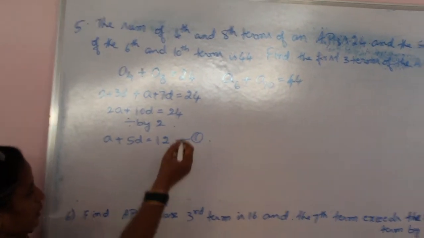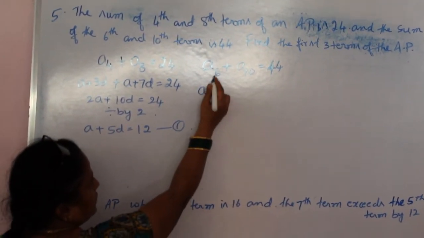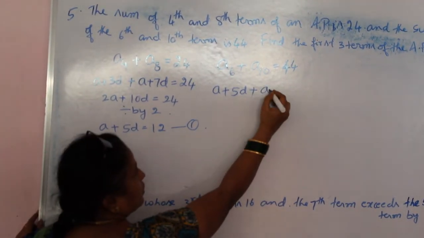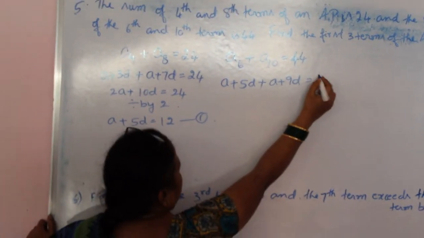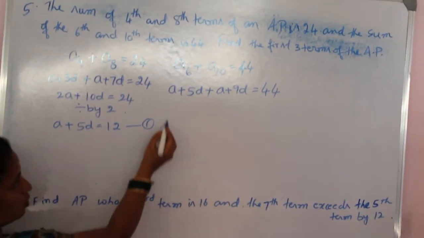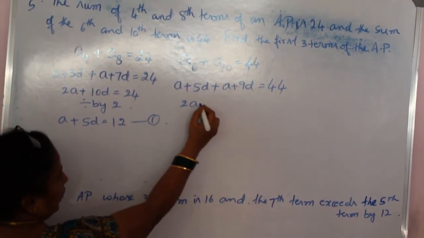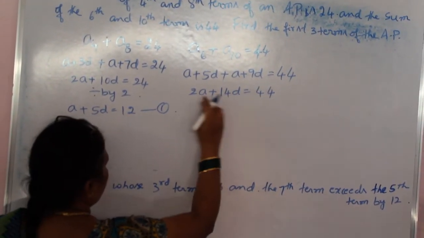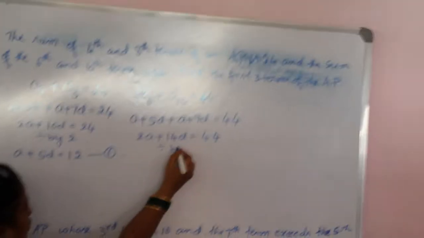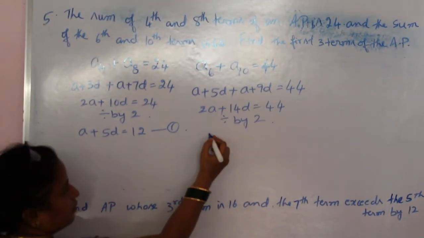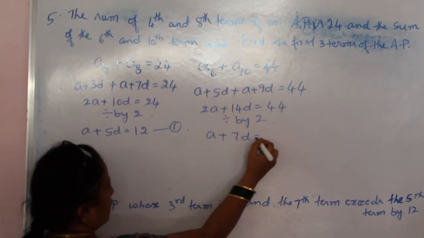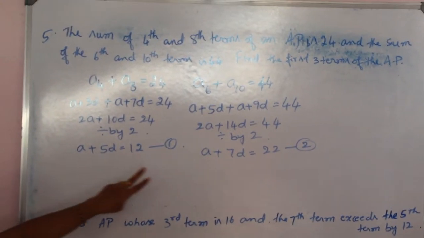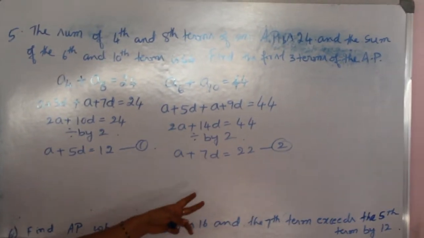This is the first equation. Similarly, we have to simplify the second equation. a6 is a plus 5d. a10 is a plus 9d, 10 minus 1 is 9, equals 44. Now again add: a plus a is 2a, 9 plus 5 is 14d, equals 44. Again, all are multiples of 2, therefore divide the whole equation by 2. Here we get a plus 7d equals 22. See, these two are linear equations in the variables a and d.